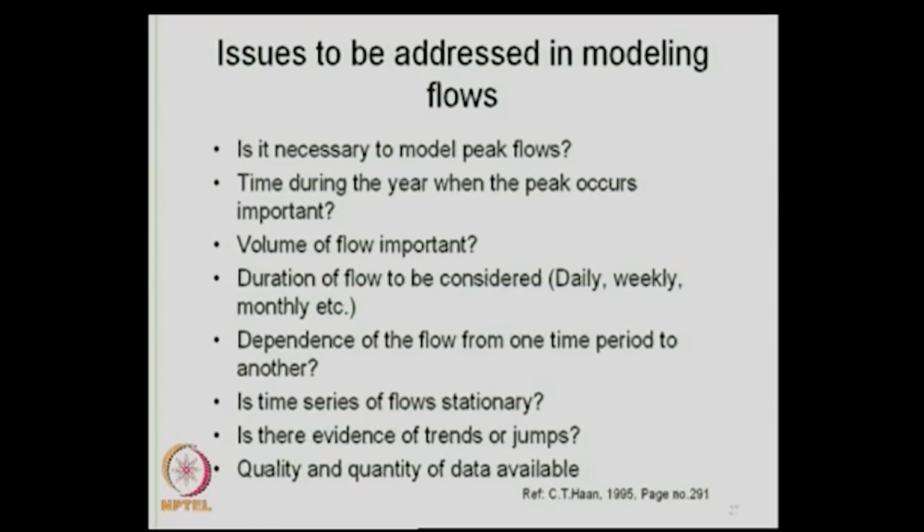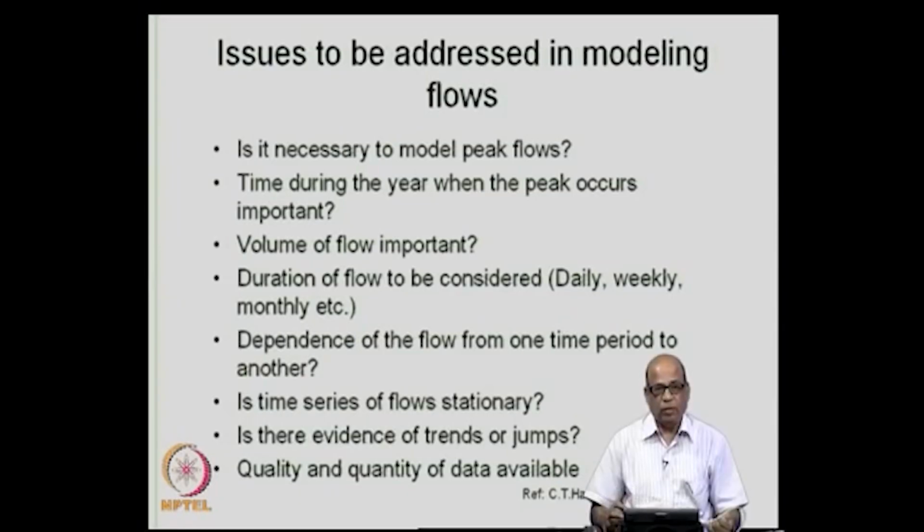Then in the data, is there an evidence of jumps or trends? Does the data show a continuously increasing trend, a continuously decreasing trend, or is there a significant jump? It was operating at a certain level and suddenly there is a jump and then it starts operating at a different level. So, is there an evidence of trends or jumps in the model?